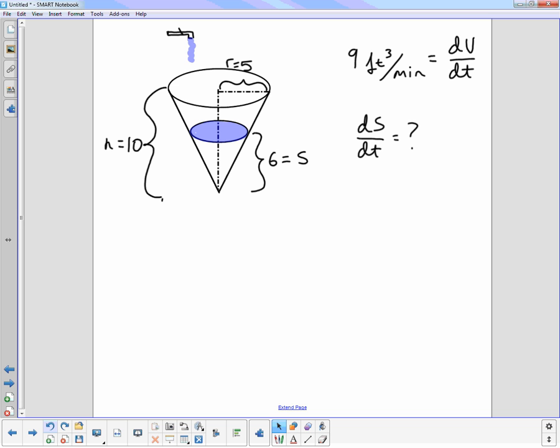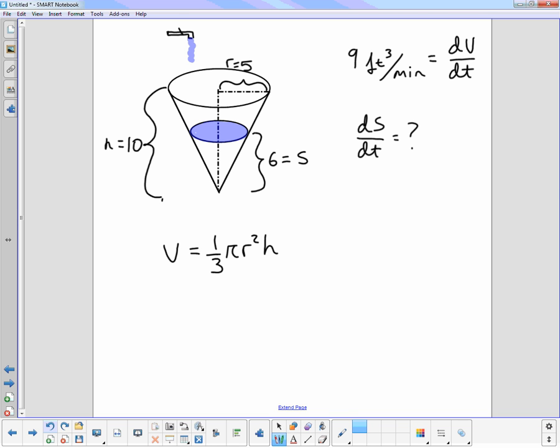All right, so again, you start with a cartoon. Now we know that we need some relationship between S and H and R. The volume of a cone is 1/3 pi r squared times H.